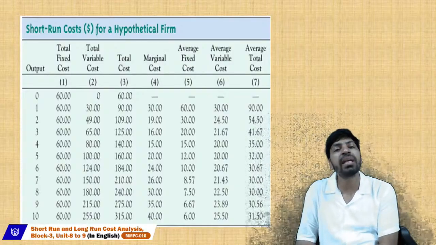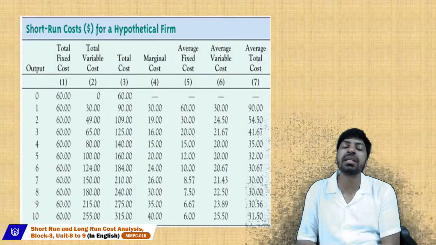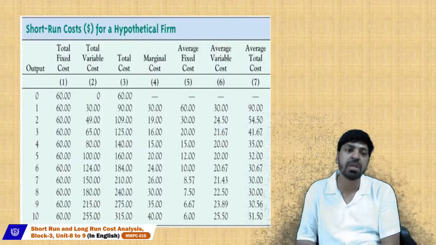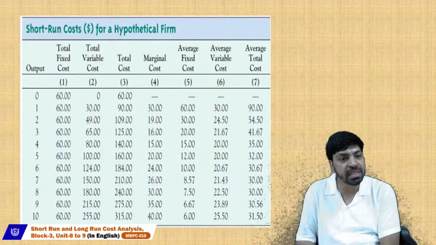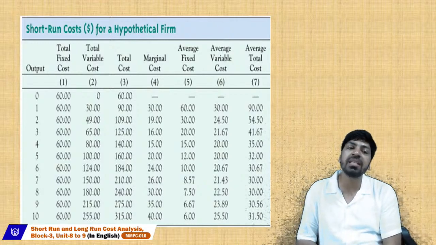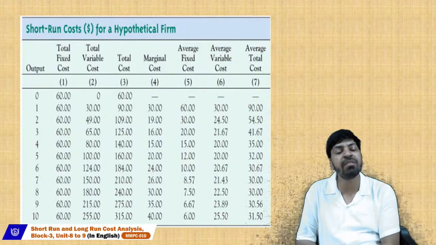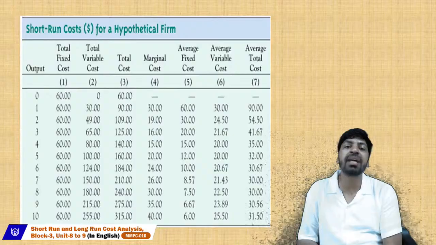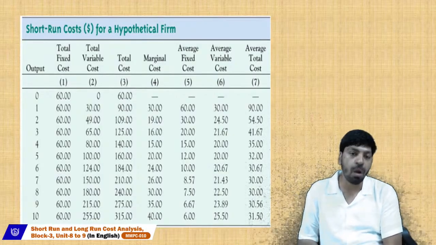Now we need to calculate the average fixed cost. The average fixed cost is total fixed cost divided by the level of output. The fixed cost is 60, and if you divide it by each level of output from 0 to 10, we can easily calculate the average fixed cost. That refers to the fixed cost per unit of output.